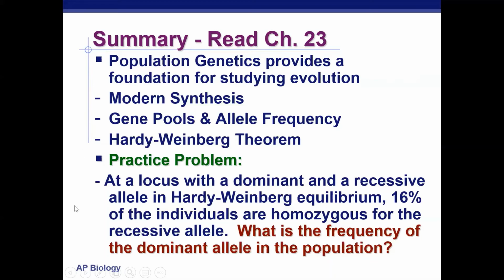So we have a practice problem, and I'm going to work this out. Now, stay tuned. Don't leave. Guys, I'm going to make another video, and I'm going to attach it right after this so you could see how to work out this practice problem where at a locus with a dominant and recessive allele in Hardy-Weinberg equilibrium, 16% of the individuals are homozygous for the recessive allele. And let's say we want to find out what is the frequency of the dominant allele in the population. So think about that. Stay tuned. I'm going to once again record an additional video and add it to this so you can see how to work out that problem.